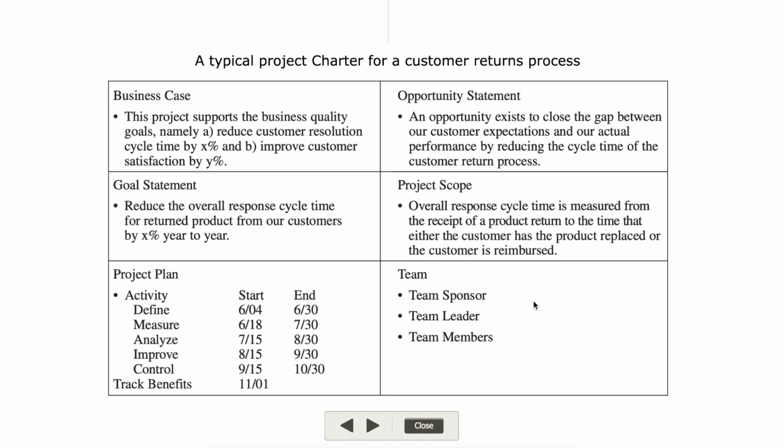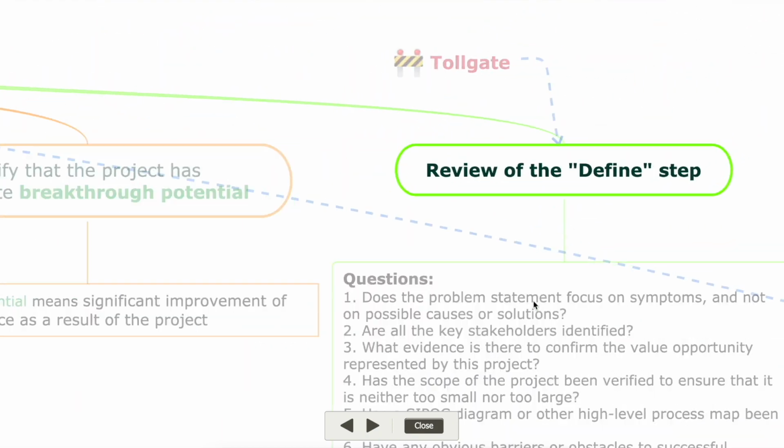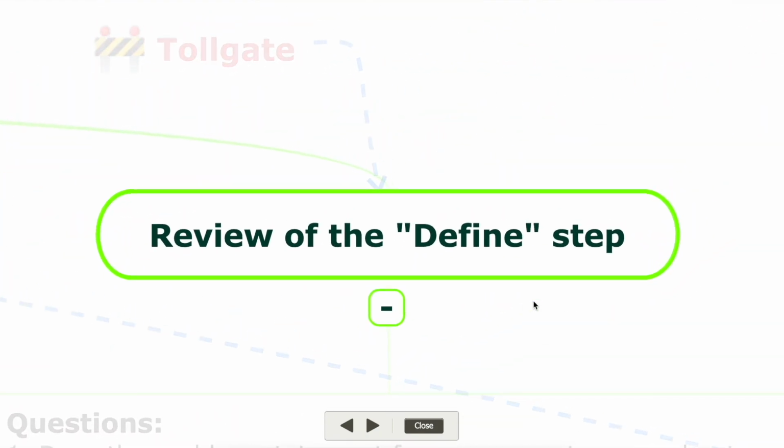So once the major step is completed, we arrive at the review process or the toll gate. Here, all the achievements of this step, meaning the objectives of this step, will be evaluated by an evaluator.